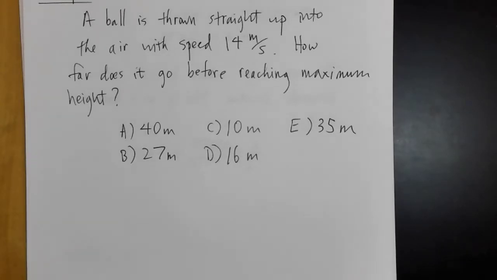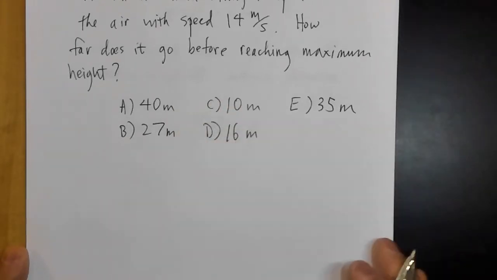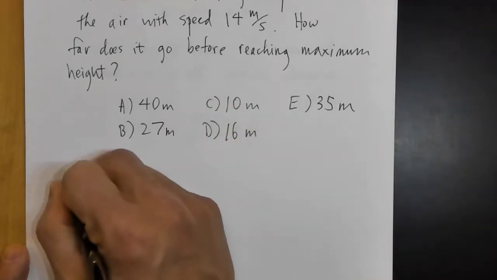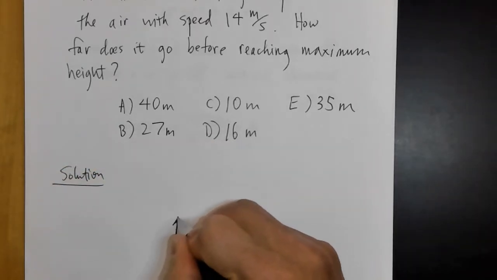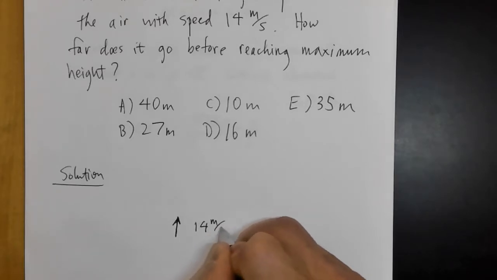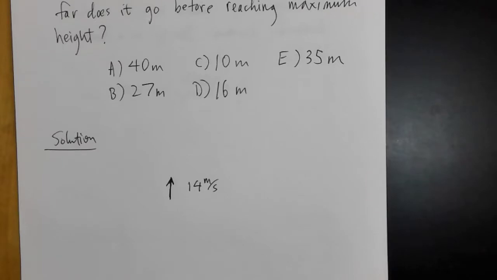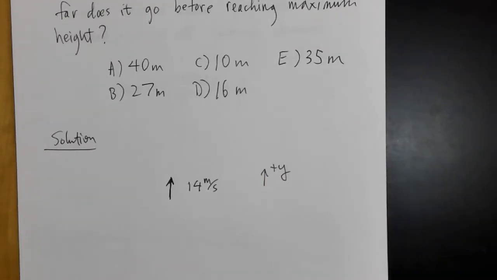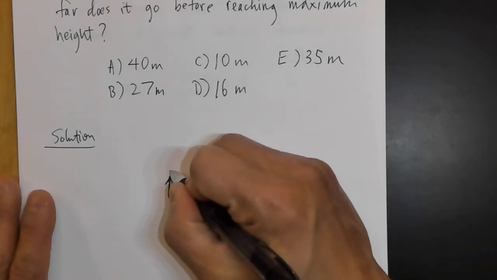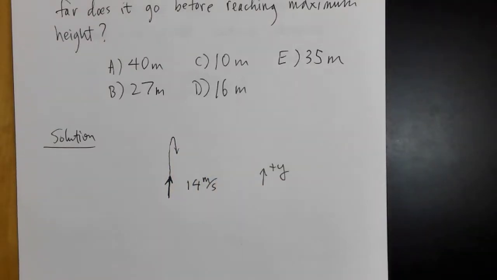Okay, let's take a look at this. Let's think about this problem. So this is the solution. The ball is thrown straight up with 14 meters per second. So let's take this to be the positive y direction. And what the ball will do is it'll go up and up and up until it reaches the maximum, and then it will turn around. And we're going to stop it right at the top.